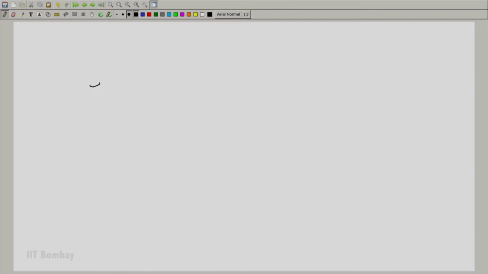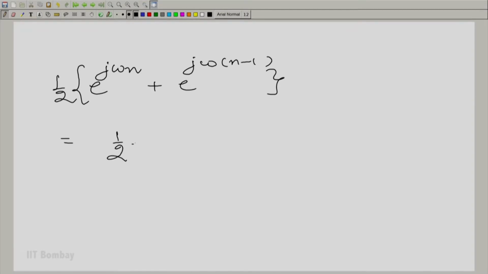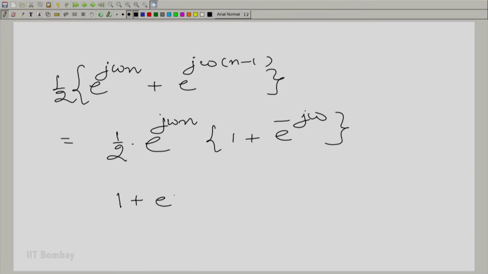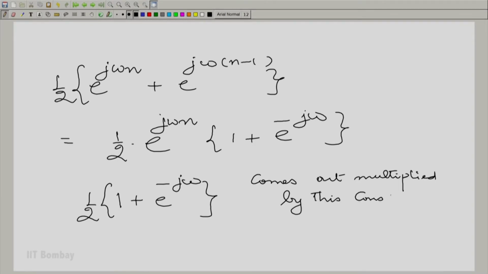So, e raised to the power j omega n plus e raised to the power j omega n minus 1, into half, simple. Take e raised to the power j omega n common, and I have 1 plus e raised to the power minus j omega, by 2. What are we saying here? We are saying that it comes out just multiplied by the constant 1 plus e raised to the power minus j omega by 2. It is a complex constant, of course. Let us study this complex constant in a little more detail.